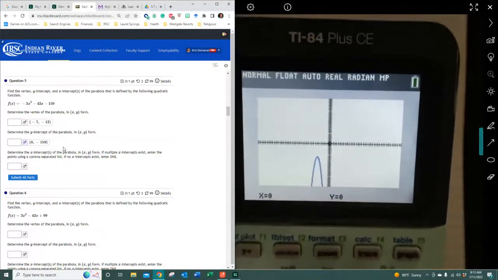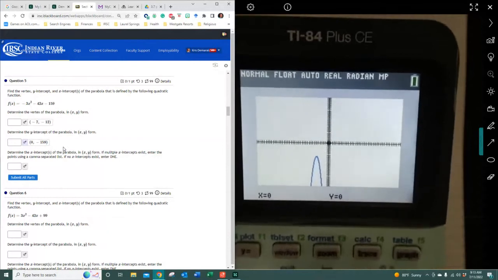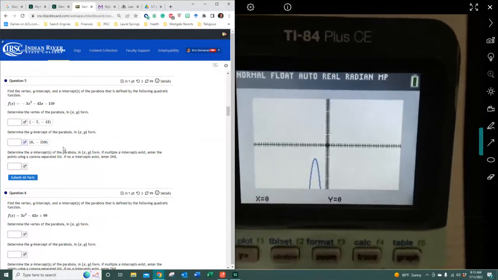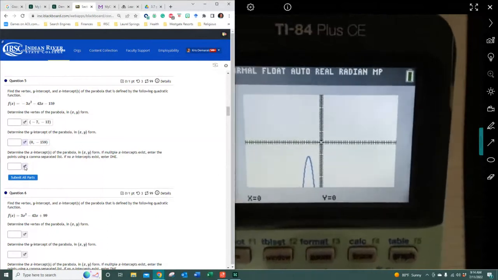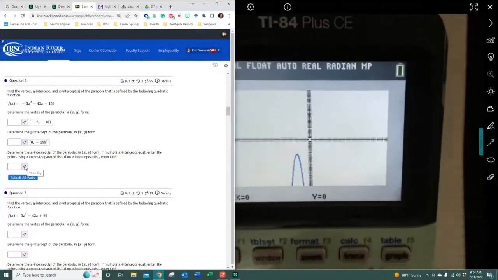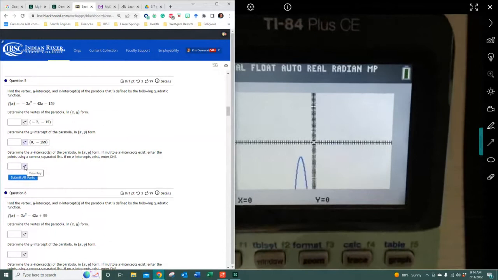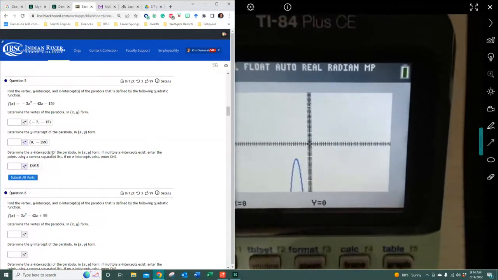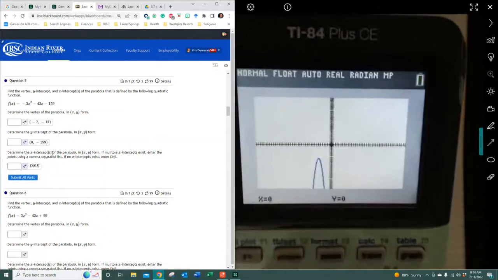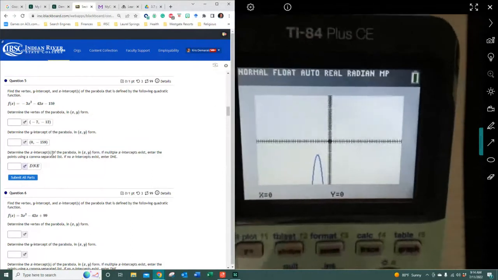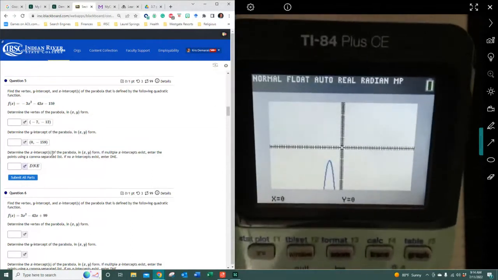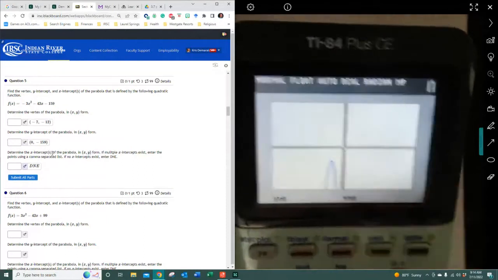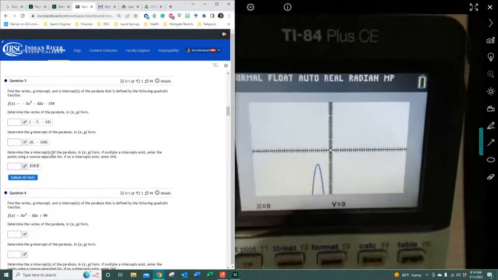All right. Now the x-intercepts, they don't exist. There are no x-intercepts, so that would be D and E. Now, are they imaginary? Yes, there are imaginary zeros, but not x-intercepts. So you can find that out without much work.